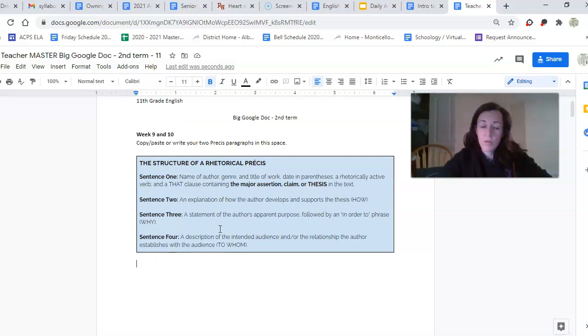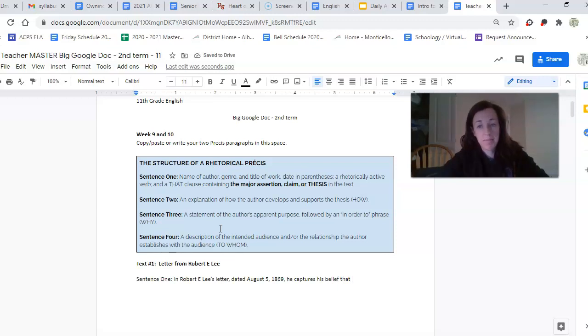So let's say I pick text number 1, the letter from Robert E. Lee. I could even copy it a little bit here. Sentence 1. I need to name the author, genre, and title of the work. In Robert E. Lee's letter, which is the genre, dated August 5th, 1869, he captures in a that clause his belief that... All right, and now I have to include my claim.